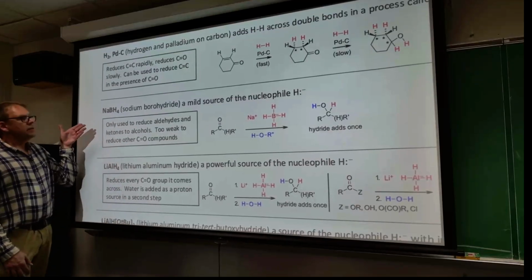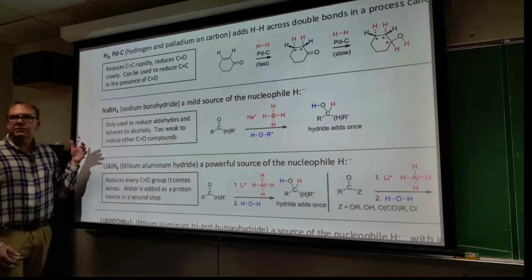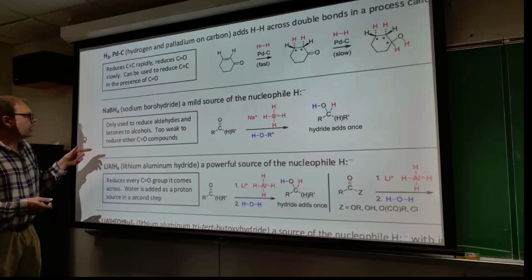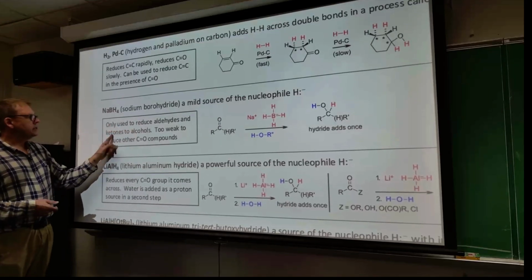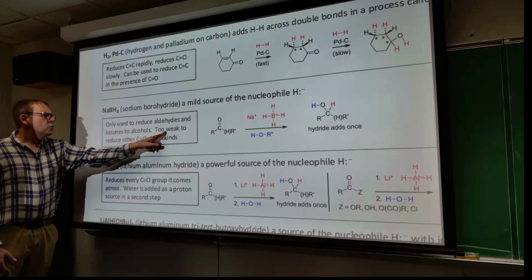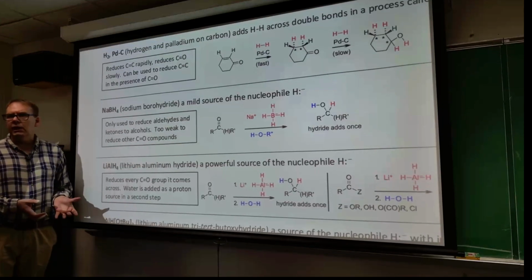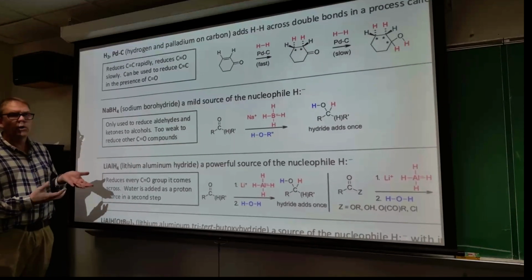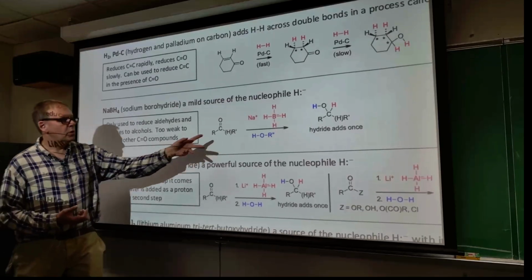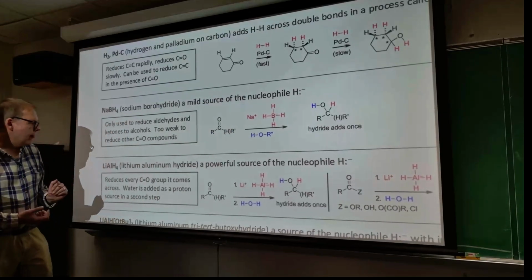But the thing about this reagent is you'll only see it in this chapter used in one context, and that's only used to reduce aldehydes and ketones to alcohols. It's too weak to reduce other C double bond O compounds, or the reaction's complicated. It just gets used for this one job. So you see this is one reaction that it's shown with here.